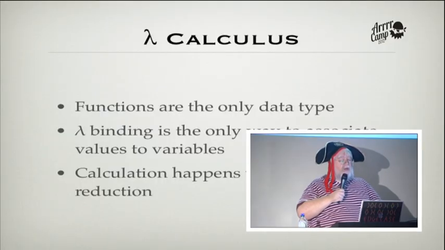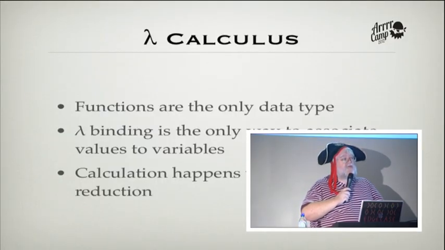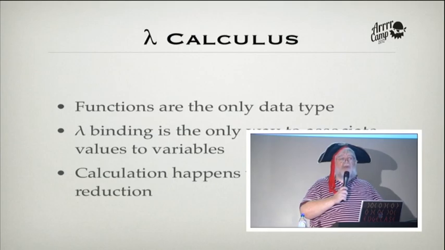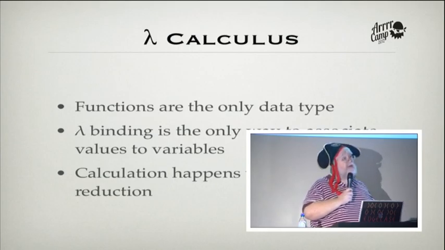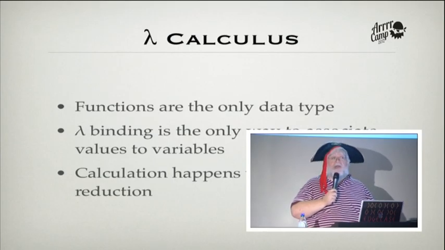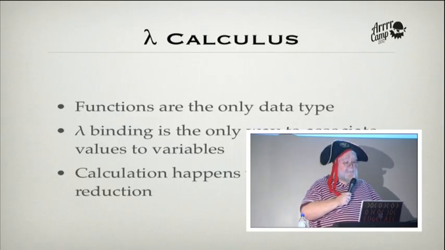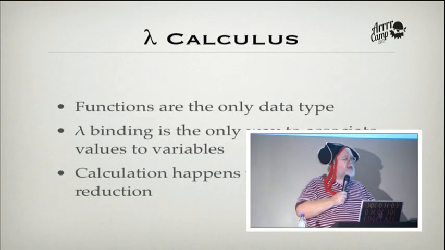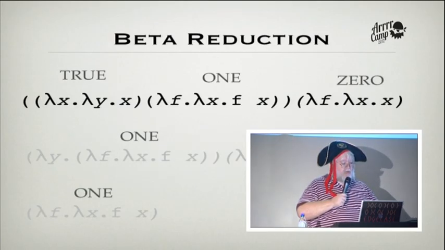Lambda binding is the only way to associate values with variables. You have no assignment statements. The only way to associate a value, which has to be some kind of lambda expression, with a variable is through binding it through a function call. And calculation happens primarily through a process called beta reduction. Let me show you how that works.